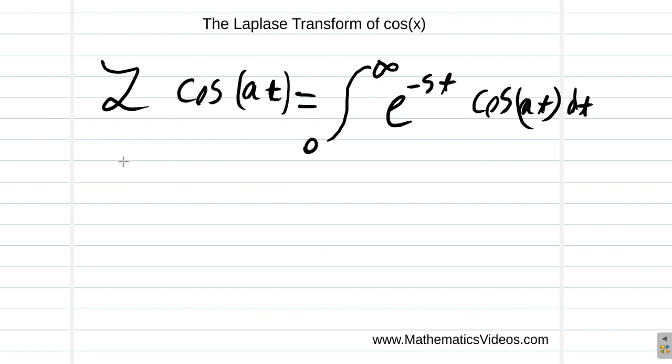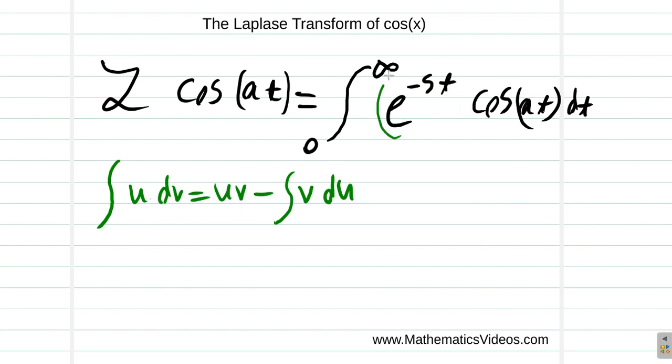Remember, with integration by parts, the integral of u dv is equal to uv minus the integral of v du. Alright? u and v are functions. Now let us take u as e to the negative st and dv as cos AT.